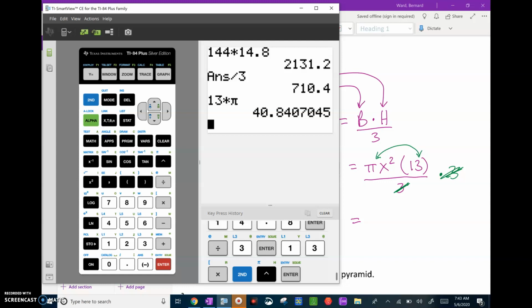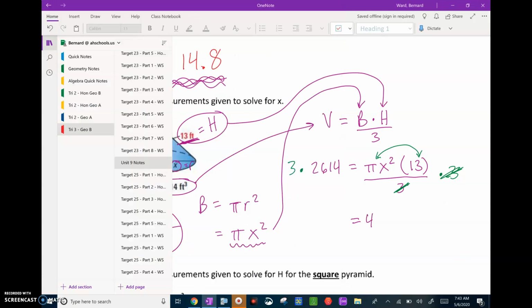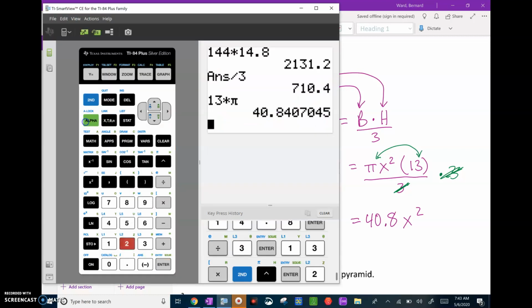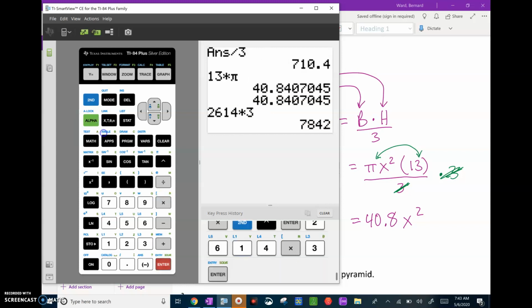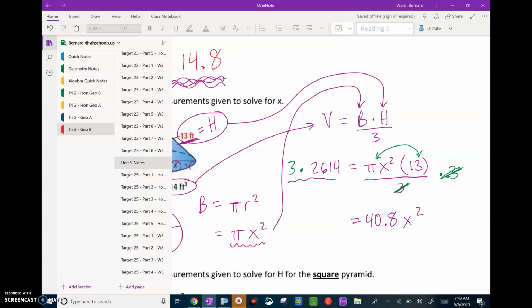So 13 times pi becomes 40.8. So 40.8. And that's the 13 and the pi. So the x squared is still there. And then the next thing we need to do is times 2,614 by 3. 2,614 times 3. And that'll give us 7,842. So in a second, we'll divide by 40.8 and then we'll square root. But we'll have to get to that in the next video.